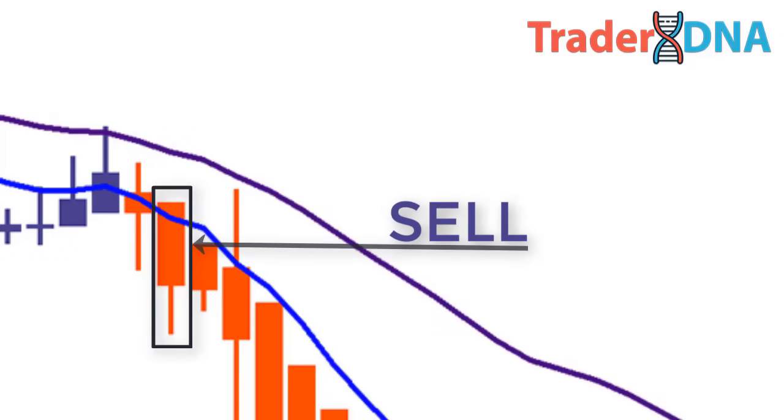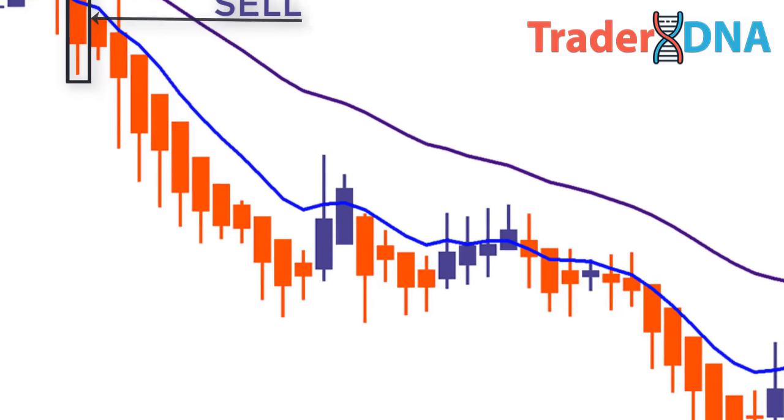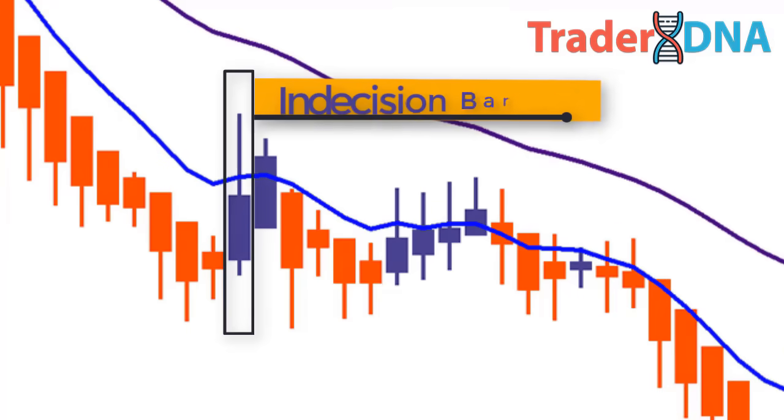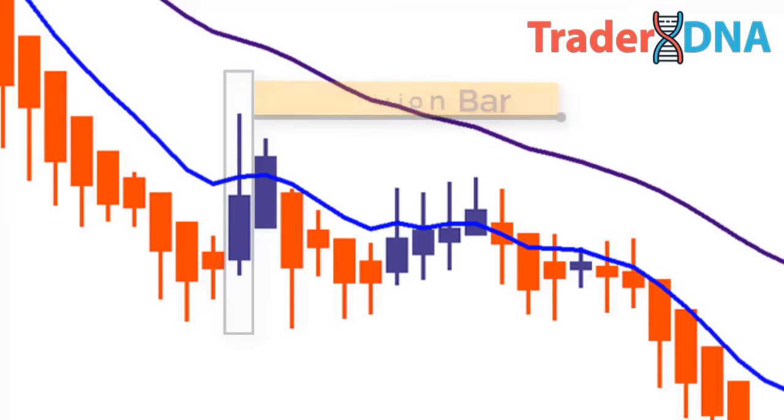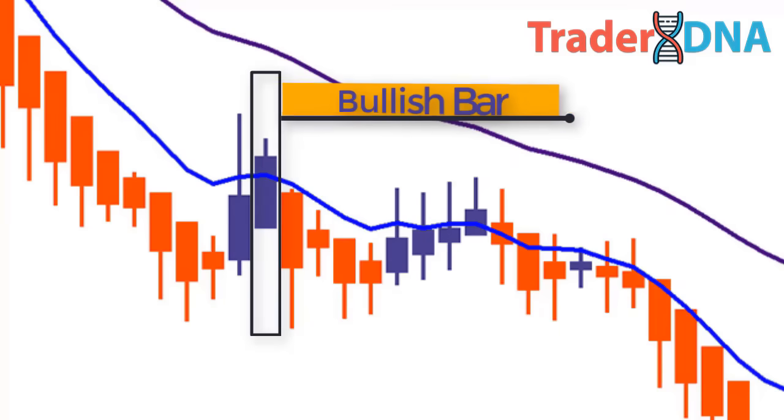From there, the market dropped pretty quickly and indecision Heikin Ashi bars started to form. This is not a good reason to get out because it could just be consolidating before the price goes down again. However, in this case, the price did not go down further. Instead, a bullish Heikin Ashi bar was formed, and that means to get out of the trade at the close of the bar.